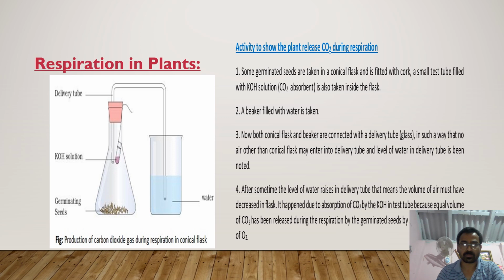What happens? The KOH molecule, being the CO2 absorbent, absorbs the carbon dioxide molecules. So the oxygen utilized by the germinated seeds in the finite environment of the flask, where no air can come in or go outside, will actually cause a decrease of volume within the flask. That causes a suction inside the delivery tube, and that is the reason why the water rises up in the delivery tube. We can conclude that carbon dioxide has been involved because KOH is the main factor that has caused the absorption of the CO2 molecules.